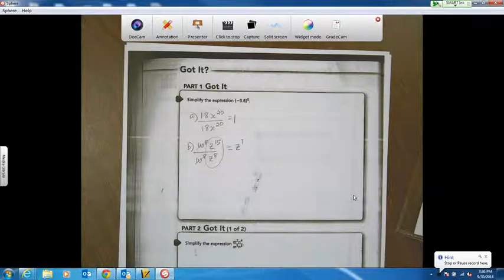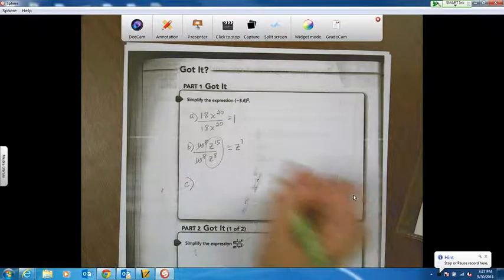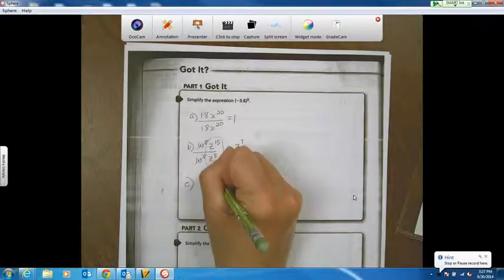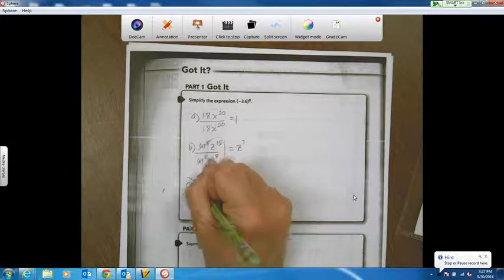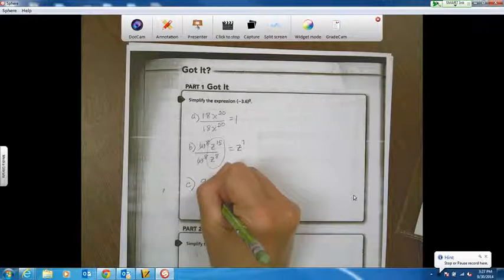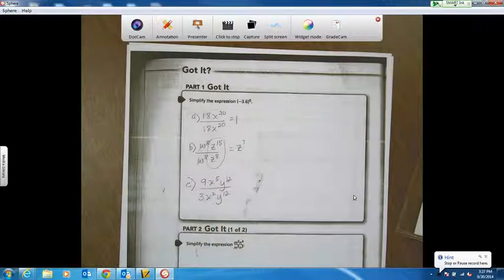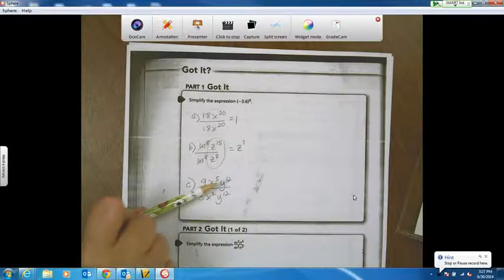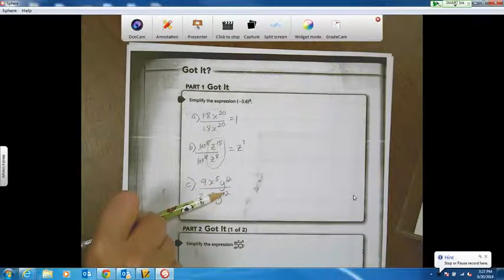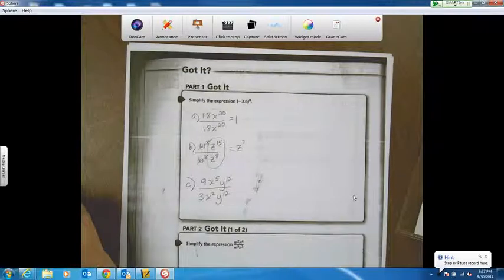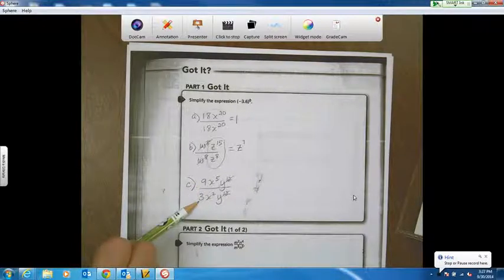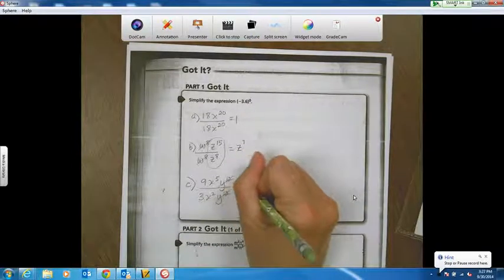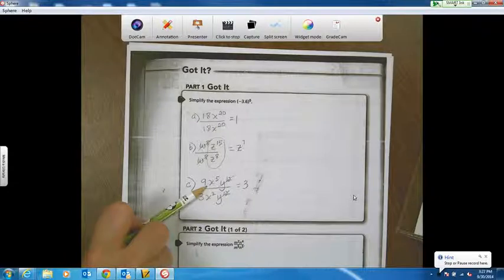Okay, if I look at a third example, letter C, I'm going to put 9x to the 5th, y to the 12th, over 3x squared y to the 12th. All right, so if I look at this one, 12 minus 12 is 0. Anything to the 0 is going to be 1 whole, or it's the same thing over the same thing, so those will cancel out. I can go ahead and simplify 9 over 3. 9 over 3 simplifies to 3. And then now I can go ahead and subtract my exponents here. So 5 minus 2 would be x to the third.